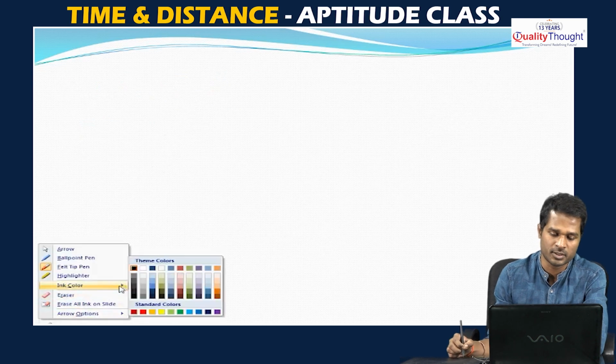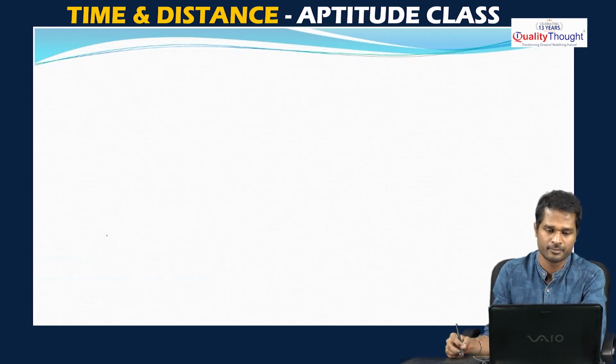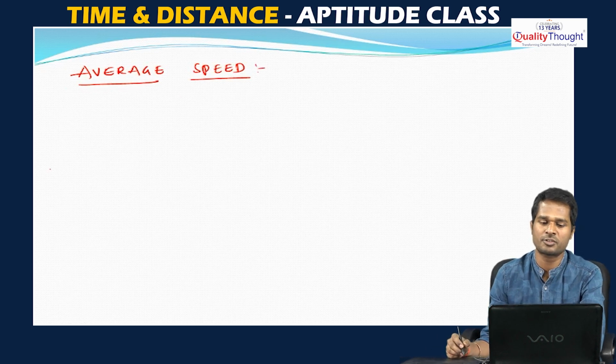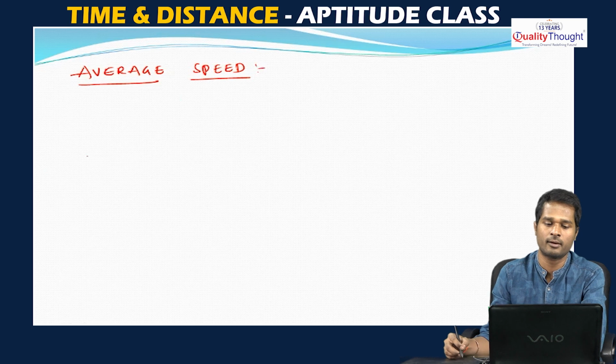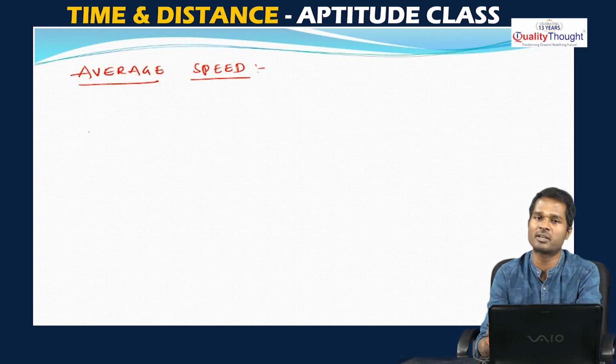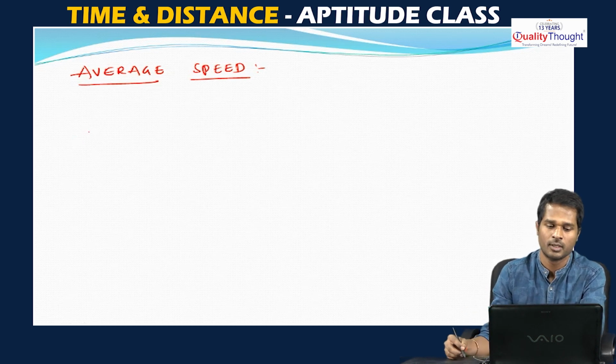Let's see one more concept here called average speed. In this, let's imagine a person traveled to a place with some speed s, and he traveled another equal distance with another speed p or something. Then to travel this total distance, with what average speed he traveled, that is this concept.